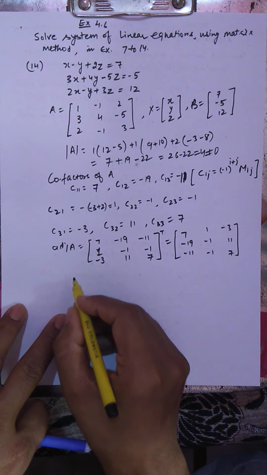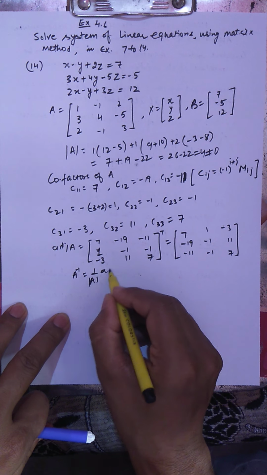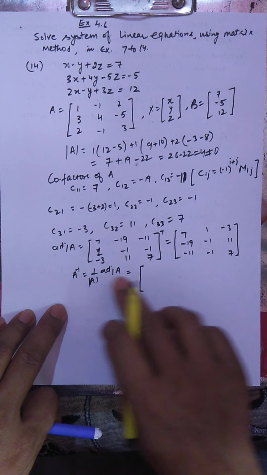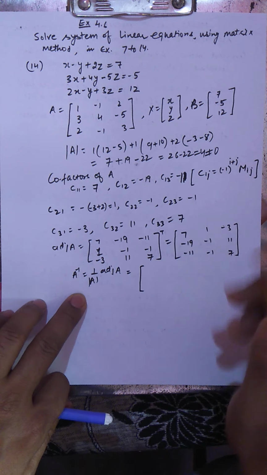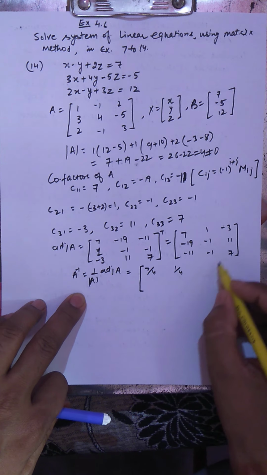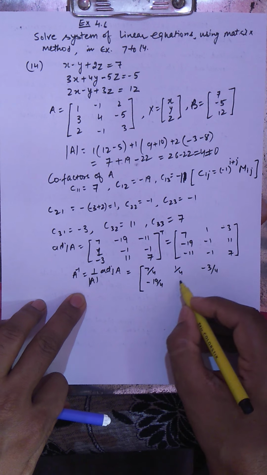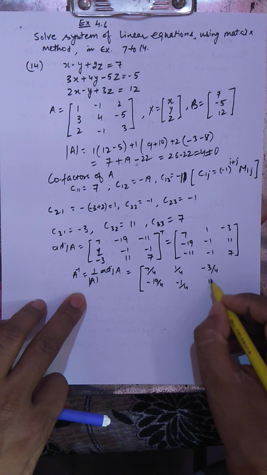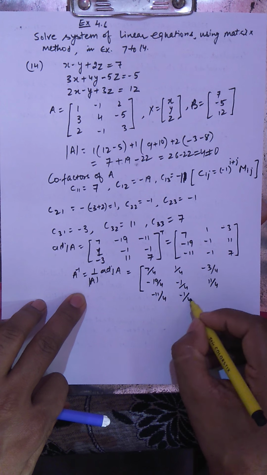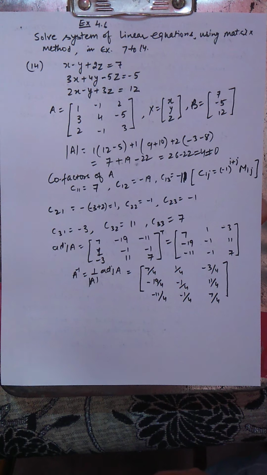Now we'll calculate A inverse. A inverse is 1 upon the determinant of A into the adjoint of A. So what we can do now is take this 4, the determinant of A, inside. So it becomes 7 by 4, 1 by 4, minus 3 by 4, minus 19 by 4, minus 1 by 4, 11 by 4, minus 11 by 4, minus 1 by 4, 7 by 4. So this way you have written A inverse.